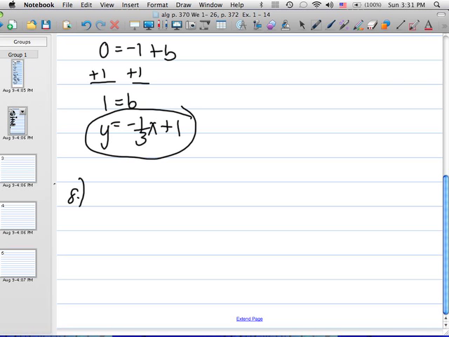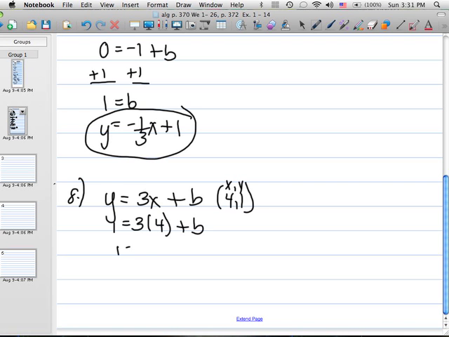Problem number 8. Slope is 3 and it passes through the point 4, 1. So we'll put in the slope, y equals 3x plus b, and it goes through the point 4, 1, so we're going to use 4 for x and 1 for y and find b. So 1 equals 3 times 4 plus b. 1 equals 12 plus b, subtract 12, and we find out that the intercept is negative 11. So our equation is y equals 3x minus 11.